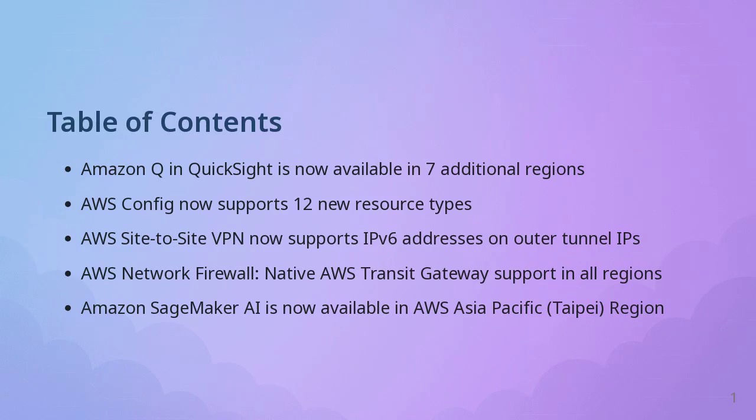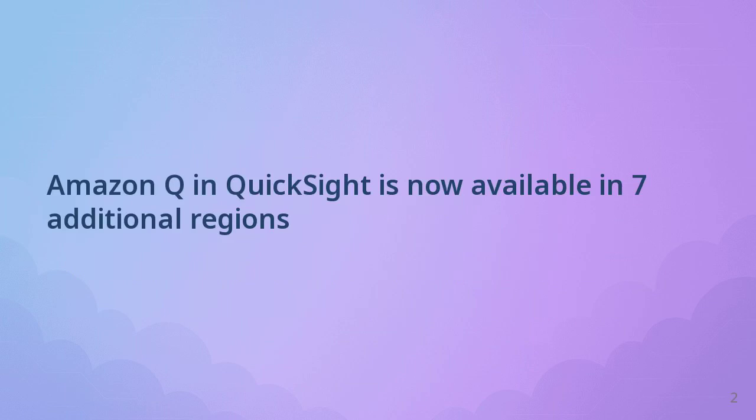Amazon SageMaker AI available in Asia-Pacific Taipei region. Amazon SageMaker AI services have been launched in the Asia-Pacific Taipei region, providing local access to advanced machine learning capabilities, and 5 updates in total. Amazon Q in QuickSight is now available in 7 additional regions.